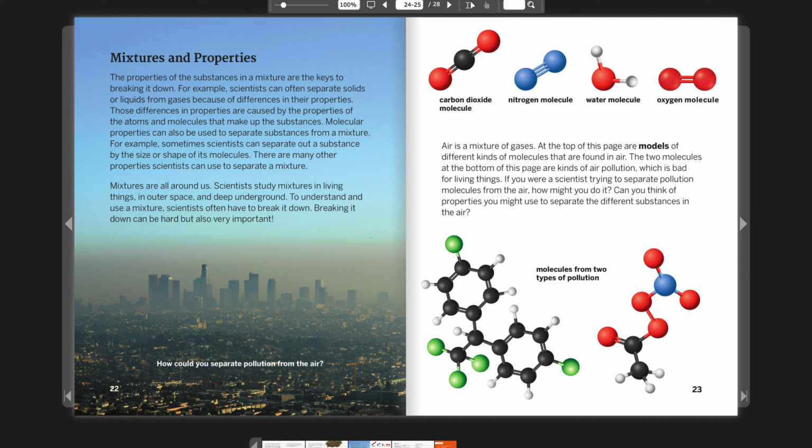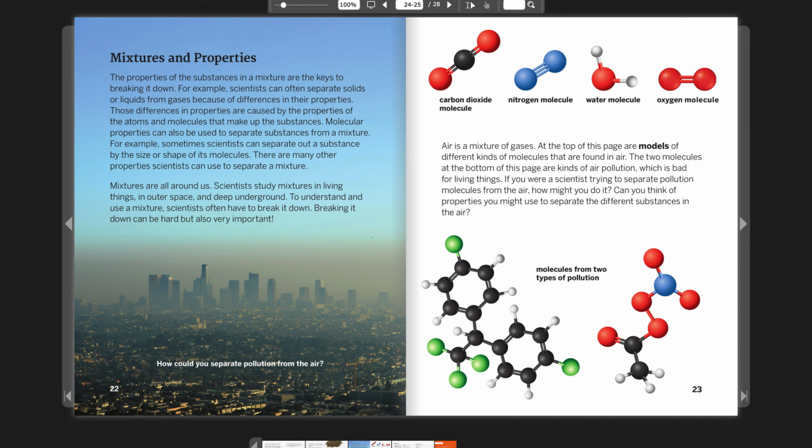Molecular properties can also be used to separate substances from a mixture. For example, sometimes scientists can separate out a substance by the size or shape of its molecules. There are many other properties scientists can use to separate a mixture.